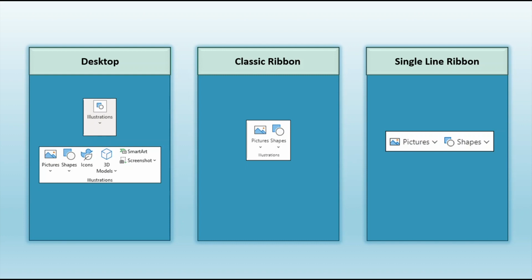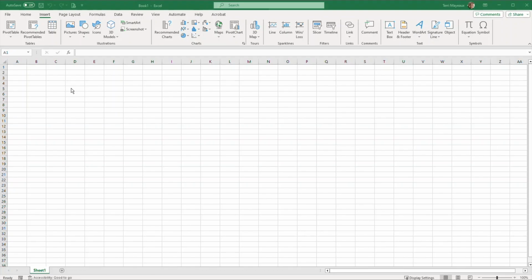Moving on to the next group, we can see that in the desktop group, it is called Illustrations, and then it just has a really big drop down here, where the options are pictures, shapes, icons, 3D models, smart art, and screenshot, whereas with the classic and the single line ribbon, we only have pictures and shapes. Let's briefly look at the desktop version of Excel and look at the illustrations drop down just so we can see even more detail.